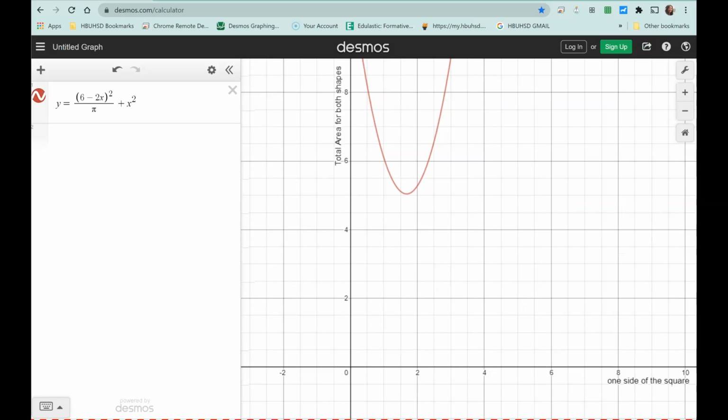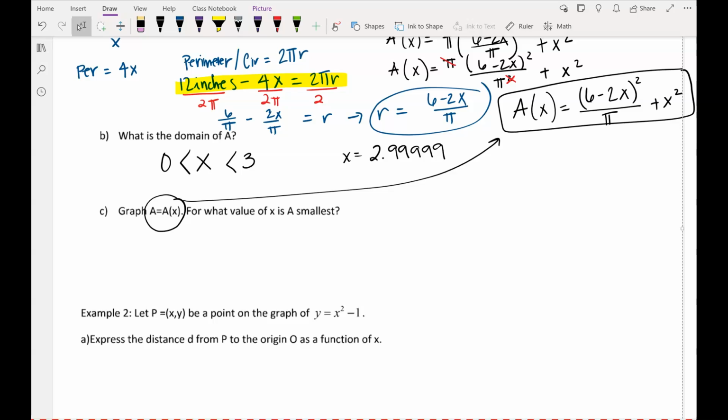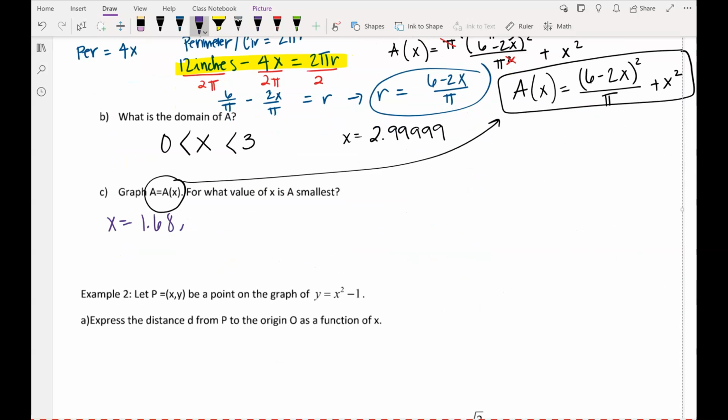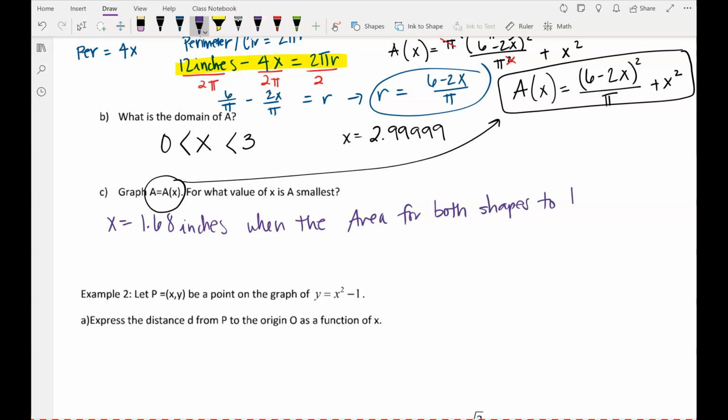And it's looking for the smallest side, right? So all we do is we go in and trace that value. Currently the smallest side that you can have, which again is the x, is 1.68. So go back and write x equals 1.68, and I think the original unit would be inches, when the area for both shapes is smallest.